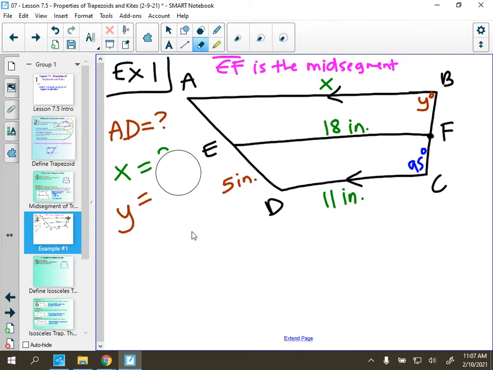Pause it, give them a shot. I don't think these are overly tough, although X could potentially give some people some trouble. So let's take a look here. Because it's the mid segment, we're told here that EF is the mid segment.